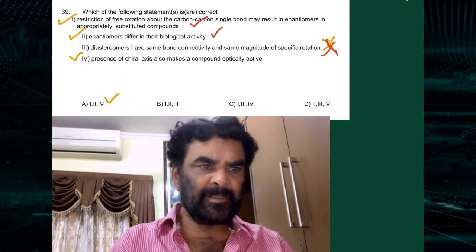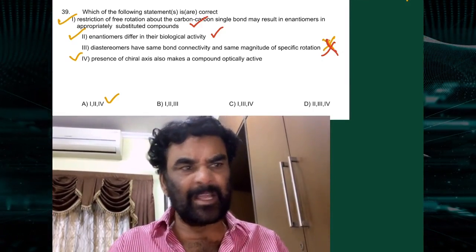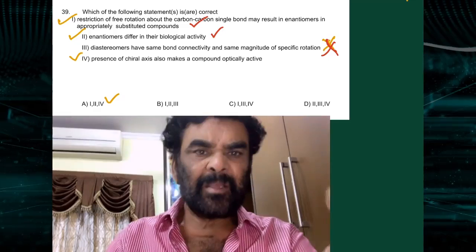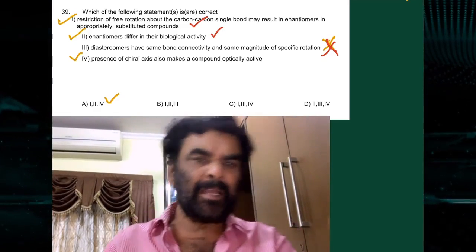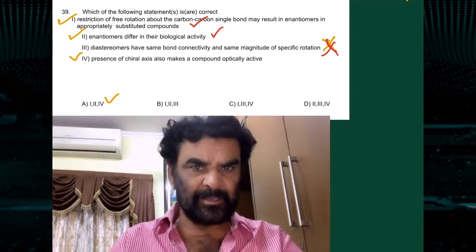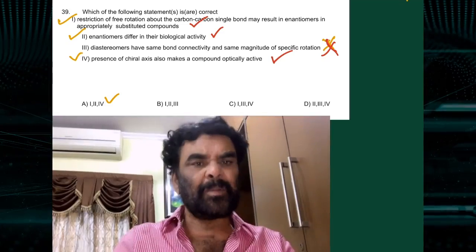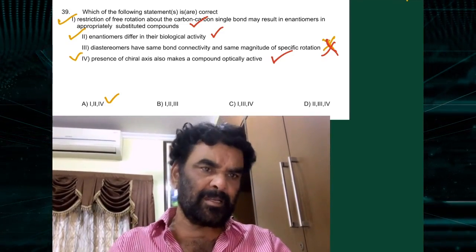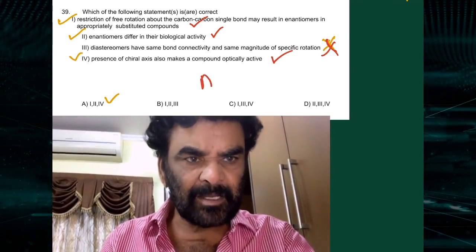Cis-trans isomers are also diastereomers. How can we tell they have the same magnitude of rotation? No. The presence of a chiral axis also makes a compound optically active. Yes, this is also correct. A chiral axis makes it optically active. 1, 2, 4 are correct and 3 is wrong. Therefore, A is correct.